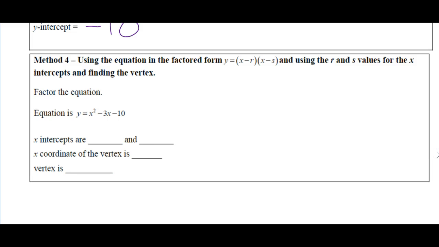So in the form y equals x minus r, x minus s. Now, if there's a number in front here, we usually put an a in there, but we know it's 1x squared, so then we know the a value is 1. So we don't need it in this case, right? If it were like a 3x squared, we need the 3, you know, whatever.